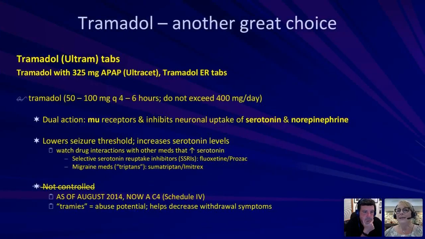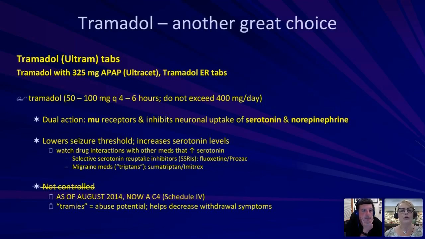So then last on our list of true opioids is tramadol. It's a different side of the coin, so to speak, when you're looking at opioids, and it's another great choice for patients. This is a Schedule 4 substance, as compared to the hydrocodone products that are Schedule 2 and codeine with acetaminophen that's a Schedule 3. So you have one in each category: a Schedule 2, a Schedule 3, and a Schedule 4, if your DEA license allows that.